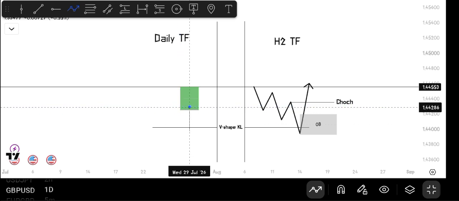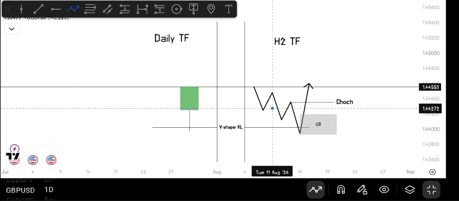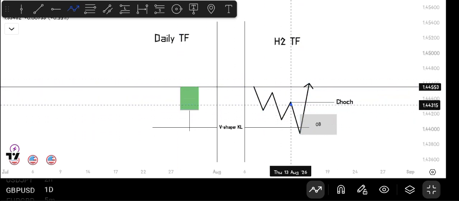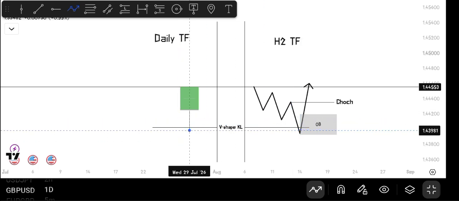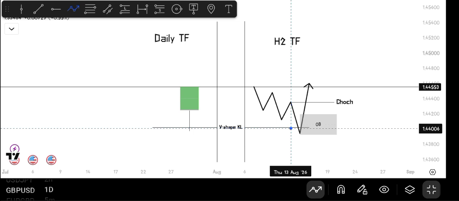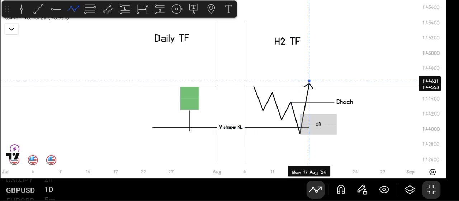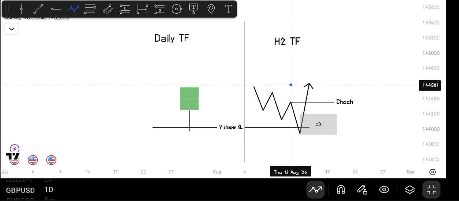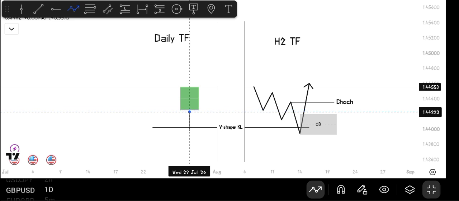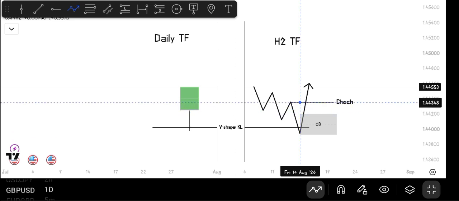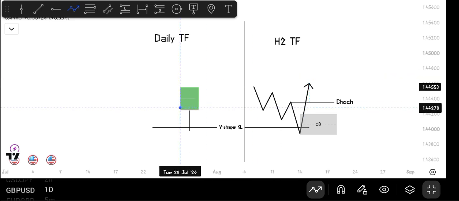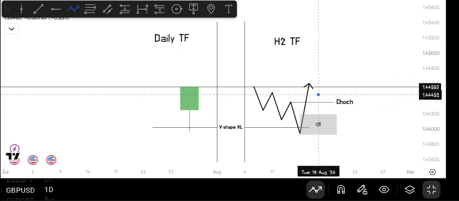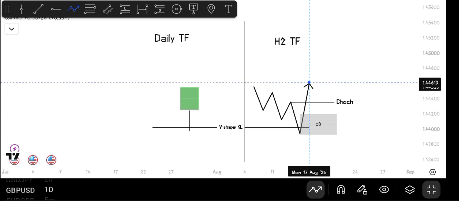This candle right here is the same as this one, and it gave us this price action on the 2-hour time frame. After price tapped into this key level, which is this low right here, price gave us this change of character, which is this rejection right here. Upon this rejection on the 2-hour time frame, it gave us the change of character. So the 2-hour time frame is confirming this rejection candle, that yes, price is ready to push to the upside.